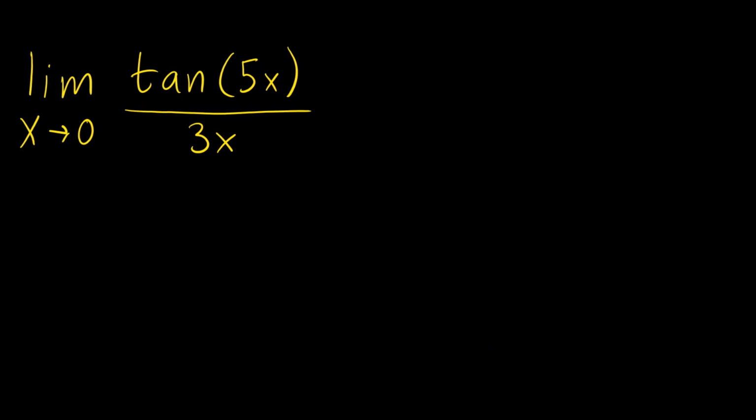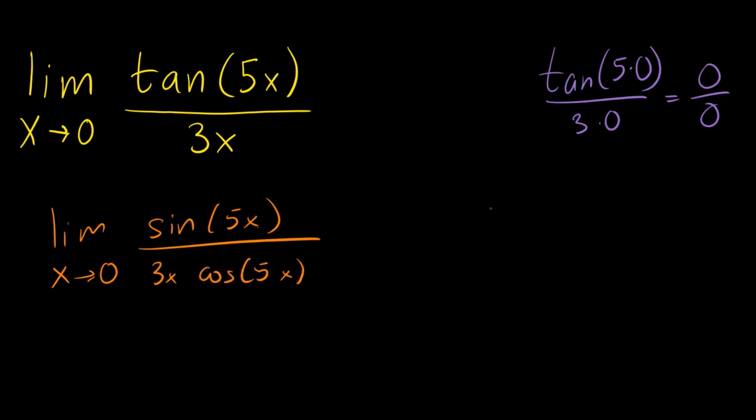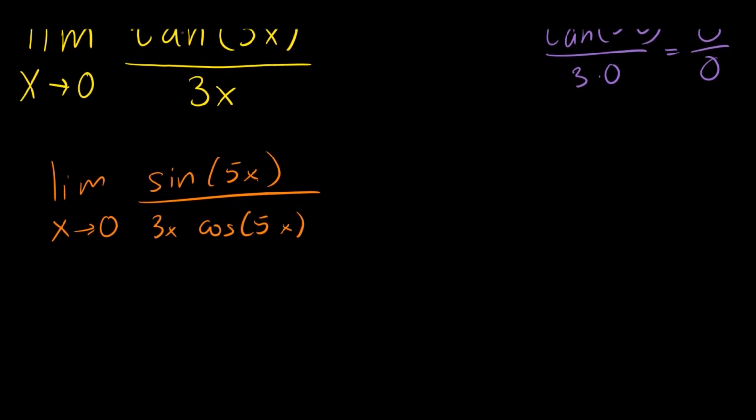Now we have the limit as x approaches 0 of tangent of 5x divided by 3x. So once again, let's plug things in. So we have tangent of 5 times 0 divided by 3 times 0, and that will also be a 0 divided by 0 situation. So let's manipulate some things. I'm thinking that we should write tangent of 5x by its trig definition. So we'll have the limit as x approaches 0 of sine of 5x divided by 3x times cosine of 5x.